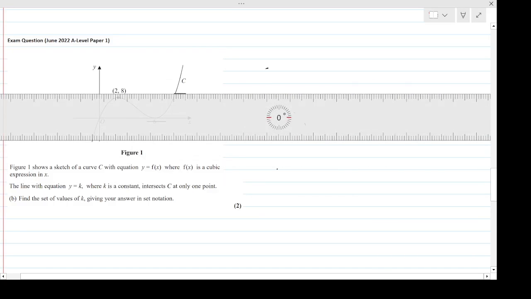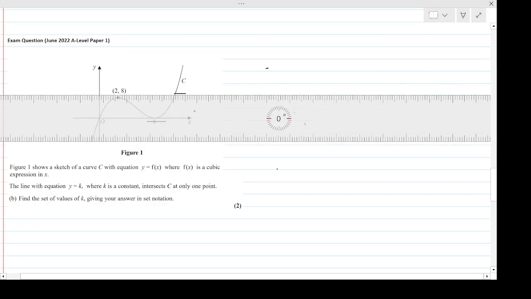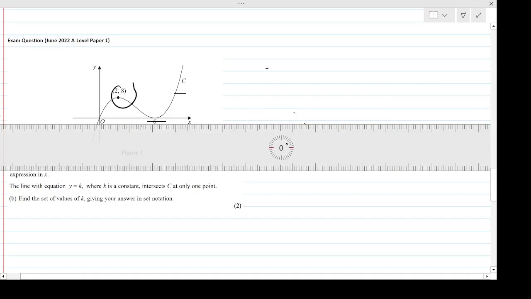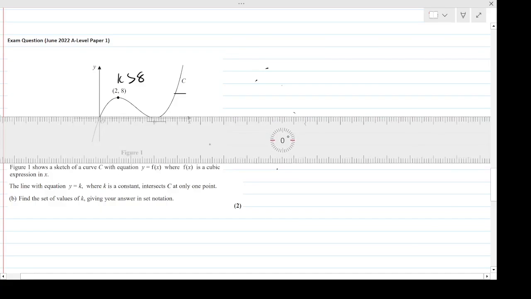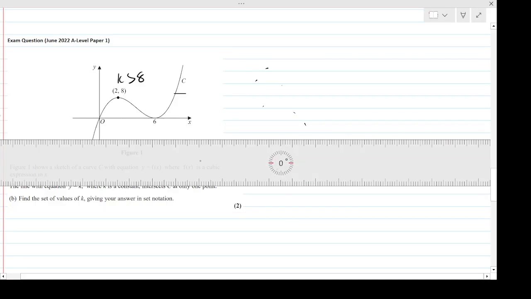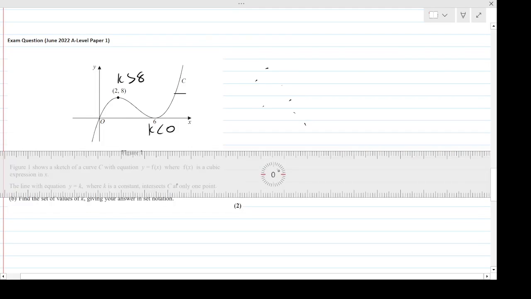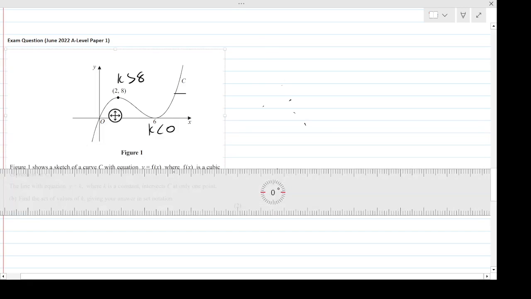Okay, so that means my line y is equal to k has to be above this point here. So that would be k has to be above 8, the y value is 8. Likewise, when it's below, when it's 6 here, below the x-axis, then it's 1 intersection again, down here. So that would mean k has to be less than 0, or y less than 0. So those are my two solutions. All k is less than 0.